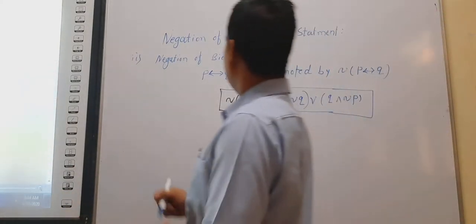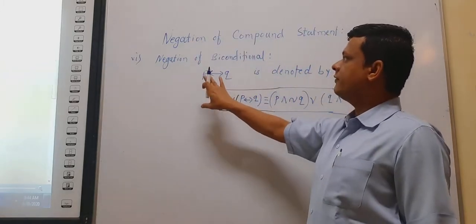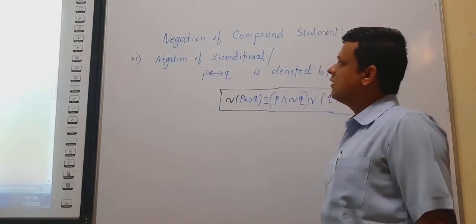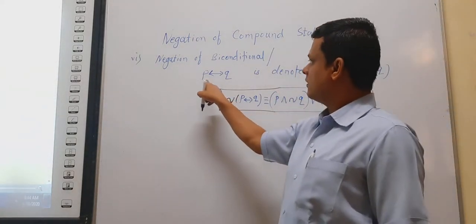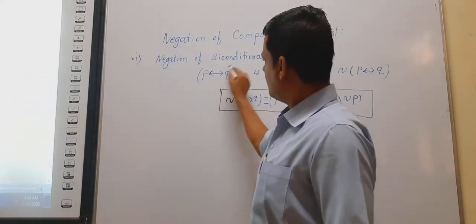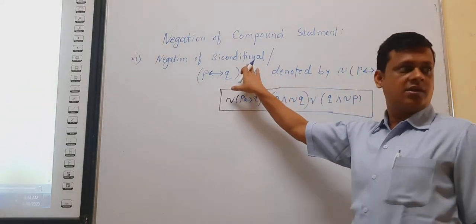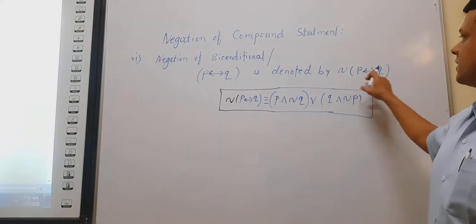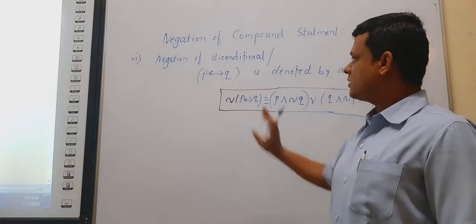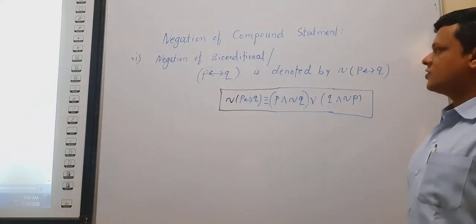Now next, negation of biconditional. Biconditional statements are also called double implication. P double implies Q is a biconditional statement. Its negation is denoted by negation of (P double implies Q), which is equivalent with P and negation Q, or Q and negation P.